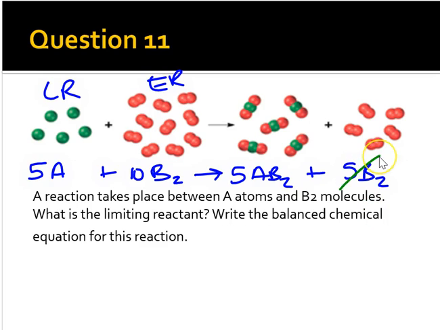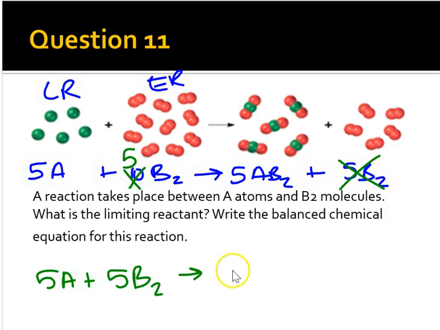So I'm going to get rid of these 5 over here, and instead of writing 10 here, I'm going to write 5 because that's all you needed. So that simplifies now to be 5A plus 5B2 is all it takes to create the product 5AB2, right? Because we don't want to include leftover. So that looks pretty good.